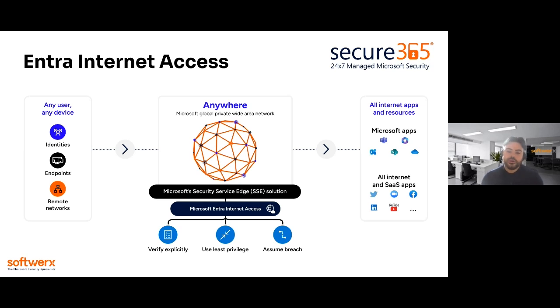Now, on that right-hand side, what you'll see is we've got Microsoft apps and all internet and SaaS-based applications. What we'll touch on a little bit later is traffic forwarding profiles. Now, what you can do within the Entra Internet Access platform is you've actually got two traffic forwarding profiles. So you can actually handle your Microsoft traffic differently to how you would handle your internet traffic. We'll touch on that a little bit later, but just bear that one in mind.